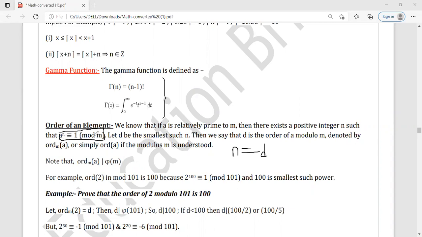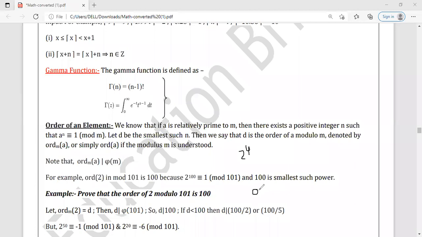Then we said d is the order of a modulo m. This is represented by order of a. For example, see, 2 to the power 4 is congruent to 1 mod 5.